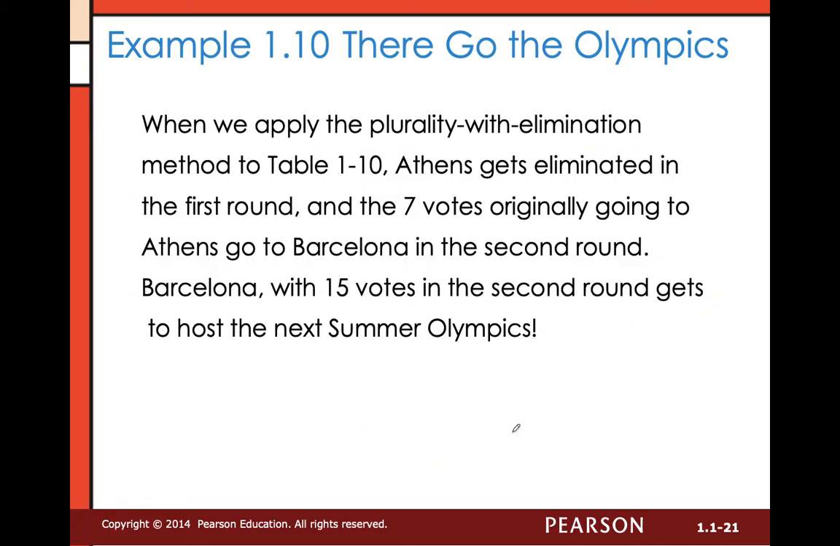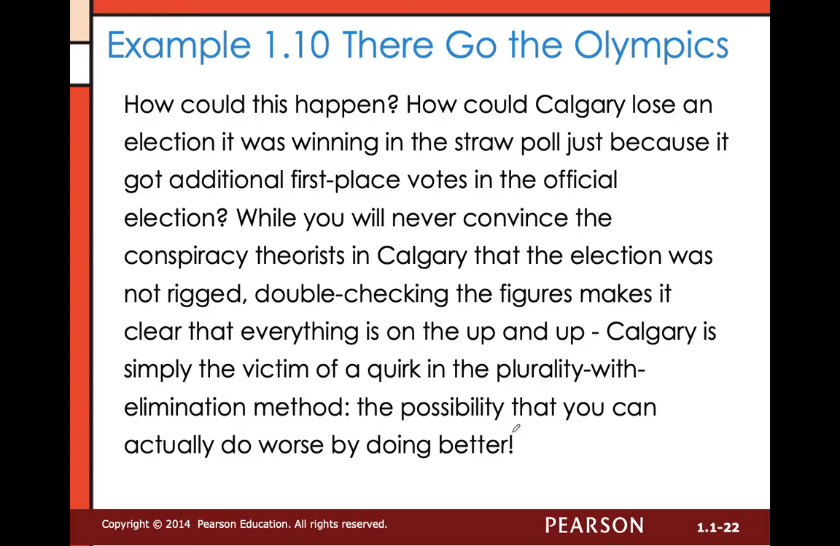Now when we apply that, Athens gets eliminated, like I mentioned. The 7 votes that were originally going to Athens now go to Barcelona in the second round. And now Barcelona, with 15 votes, is our winner and gets to host the next Summer Olympics. So how could this have happened? How could Calgary have lost an election that it was winning in the straw poll, just because it got additional first place votes in the election?